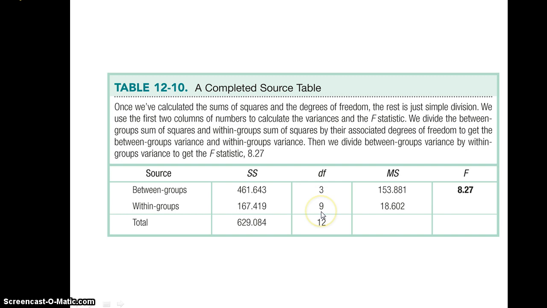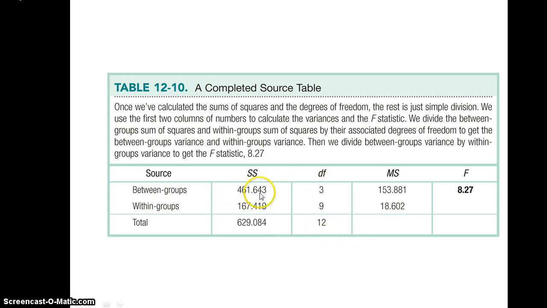And remember, we had 4 in the first group, and then we had 3 in each of the other 3 groups. So 4 in the first group gives us degrees of freedom of 3 for group 1, and then for each of the remaining groups we have 2 for each one, totaling 6. So 3 and 6 is 9. And then our total is 12.